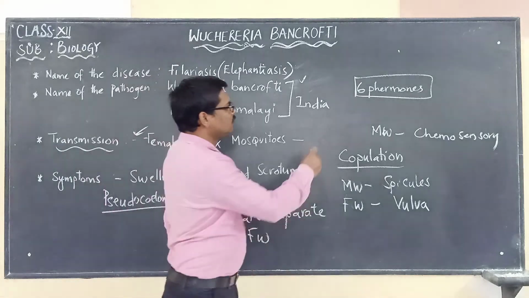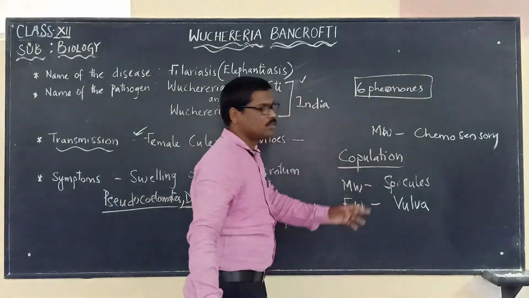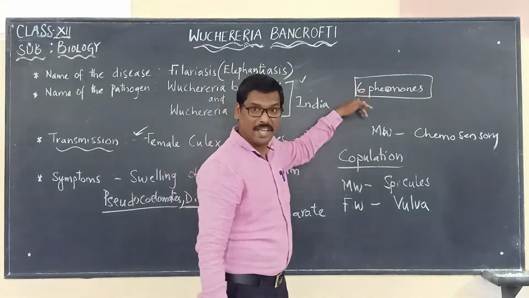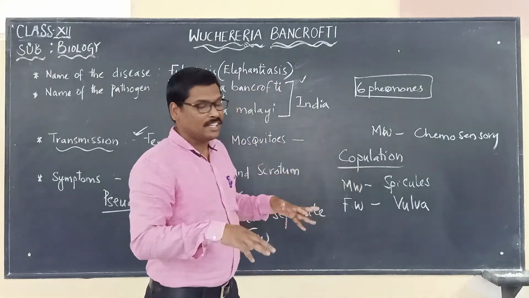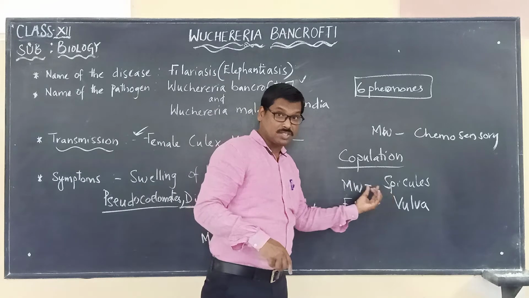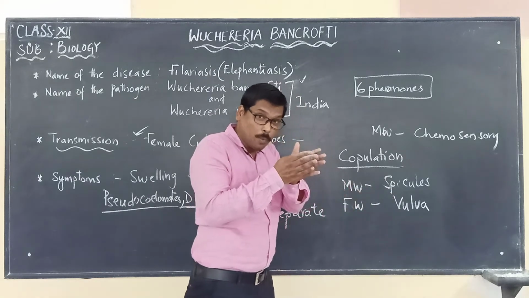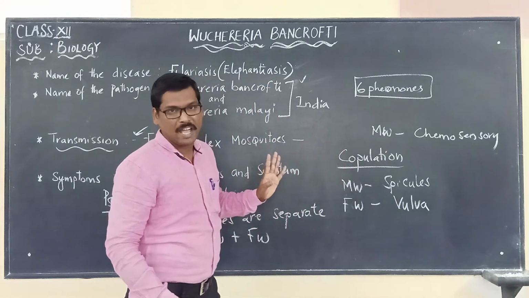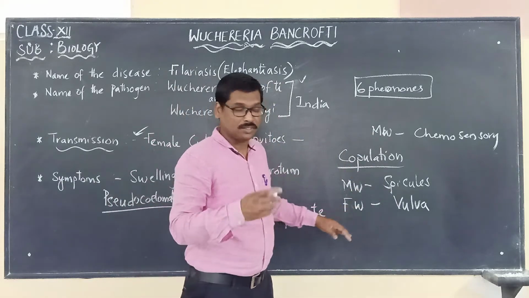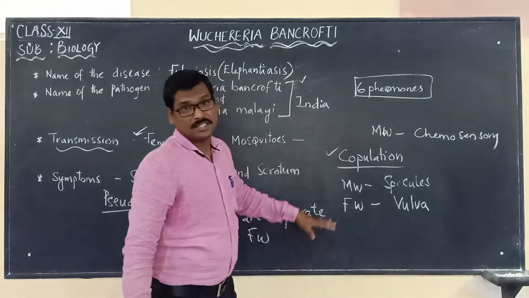So please remember that there are pheromones produced by the female to attract what? The male worm. Once it is attracted, with the help of the spicules present in the male worm, it opens the vulva of the female worm and deposits the male gametes for the process of fertilization. This is how the copulation takes place.